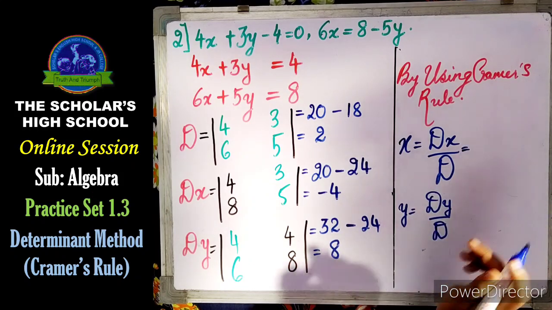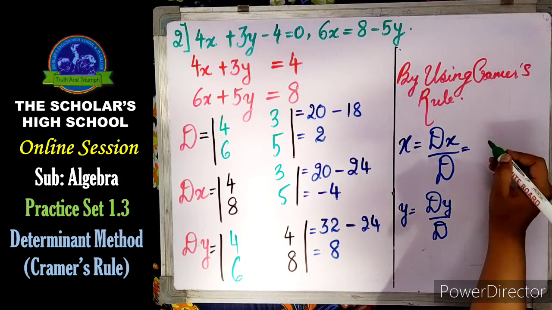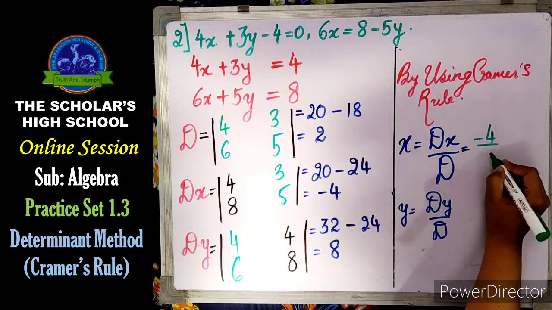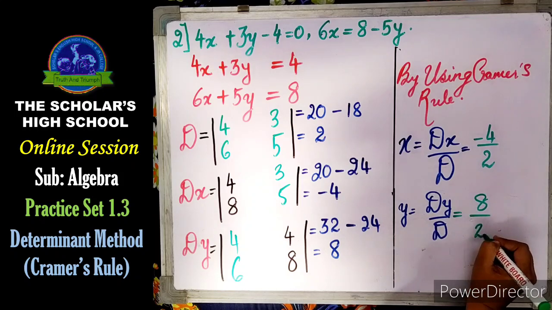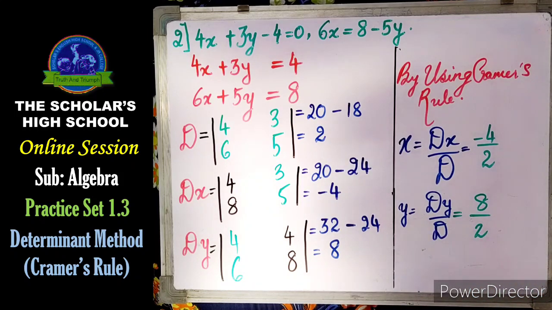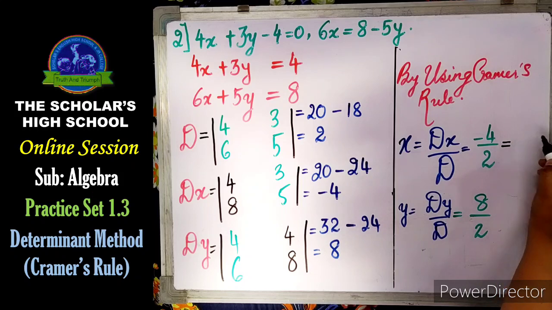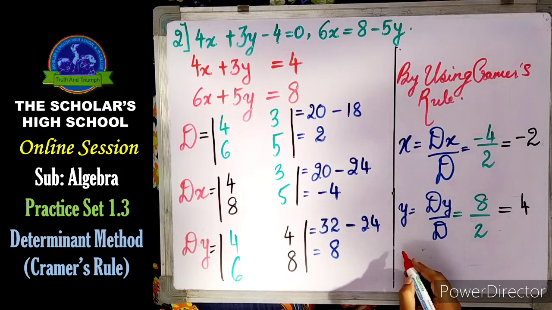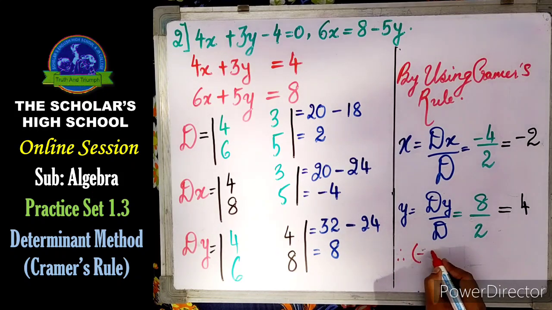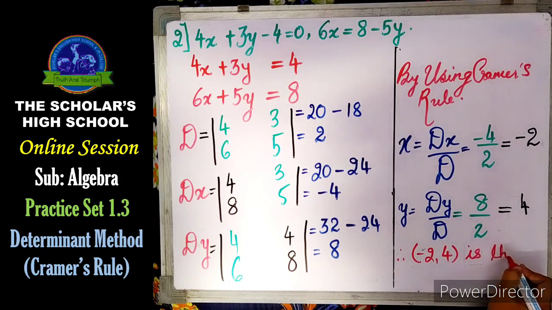So we are going to substitute values. What is the value of dx? Minus 4 upon 2. And what is the value here? 8 upon 2. Now we are going to divide it. It will be minus 2 and it will be 4. So your final answer will be, therefore, minus 2 comma 4 is the solution of the given simultaneous equation.